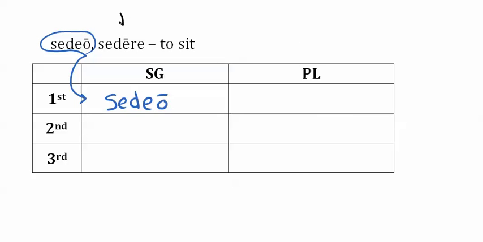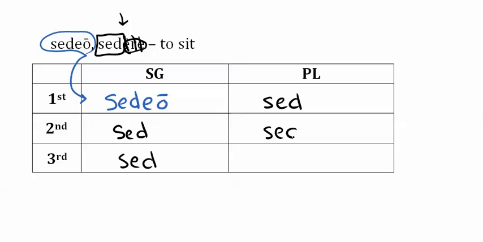Here's the second word of the dictionary definition. If I ignore XRE, which in this case is a long ERE, everything in front of it that's left over is my stem. And I'm going to copy that into all my empty boxes. So the stem for this verb is spelled S-E-D. Now I'm ready for the third step.